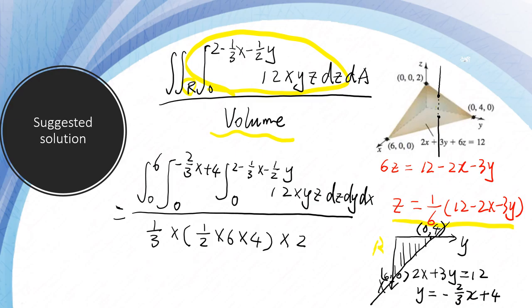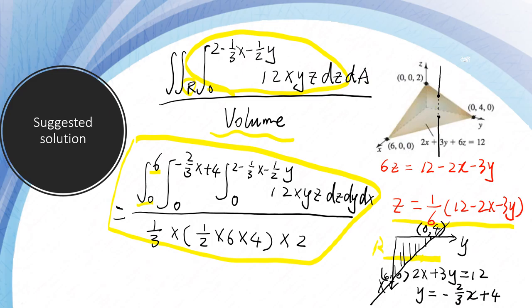And again, in this triangular region, to set up our double integral, our inclination is to slice it, with the bottom of the slice at y equals 0 and the top of the slice at y equals negative 2 over 3 x plus 4. Then for the outermost integral, the minimum x value is 0 and the top value is 6. So the integrals will be dz, dy, and dx. Now we get the expression.